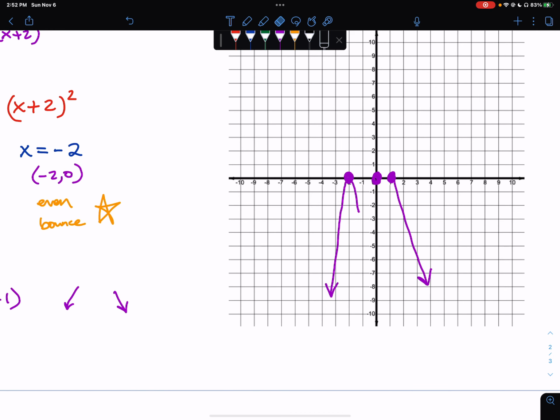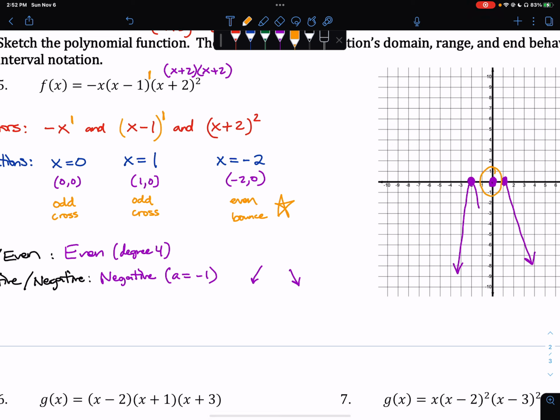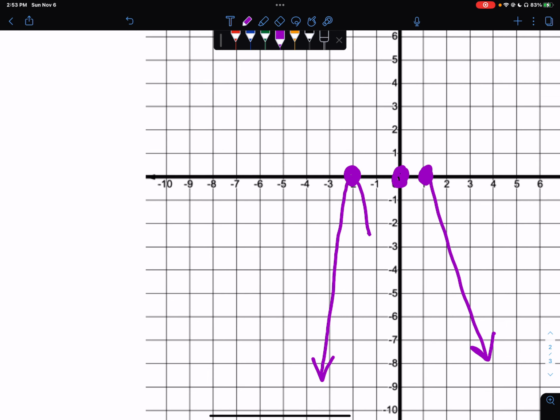My next point is 0, 0. So if we find 0, 0, that one needs to cross. So my graph, even though it bounced, needs to be able to come back to 0, 0, and it needs to cross. It doesn't really matter where this line turns around. I'm just going to have it turn around down here at 3, and then it needs to cross through my graph. So you'll notice it goes all the way through that point.